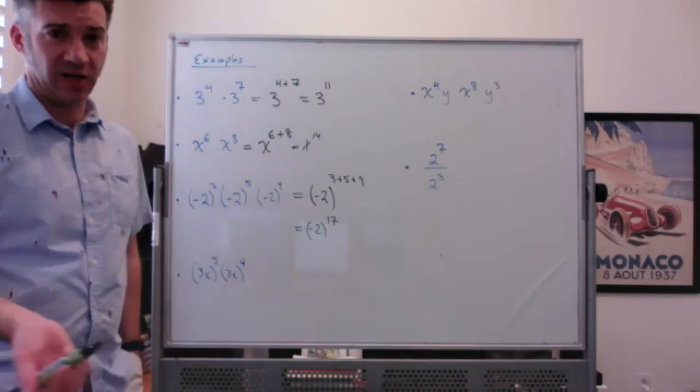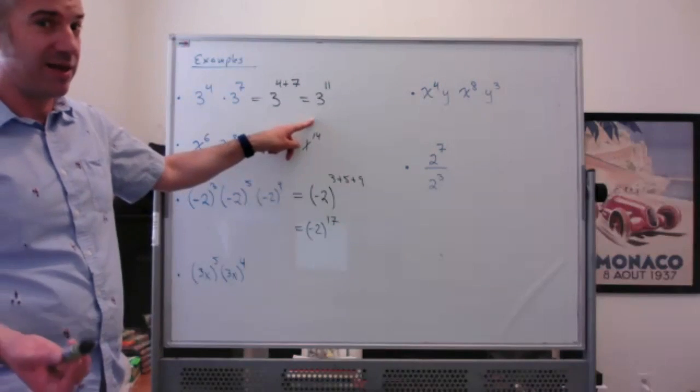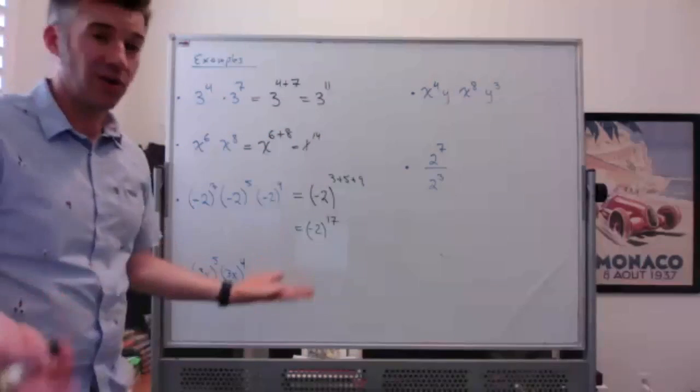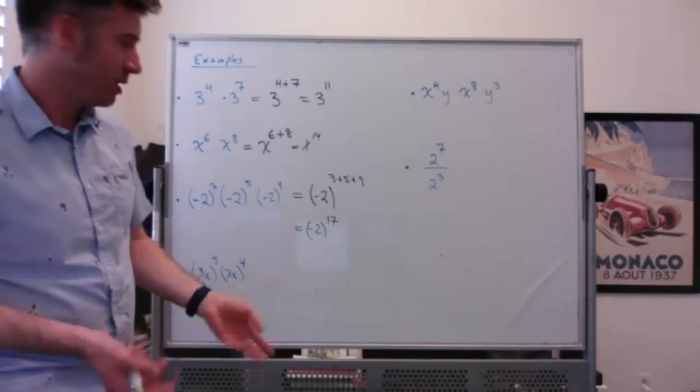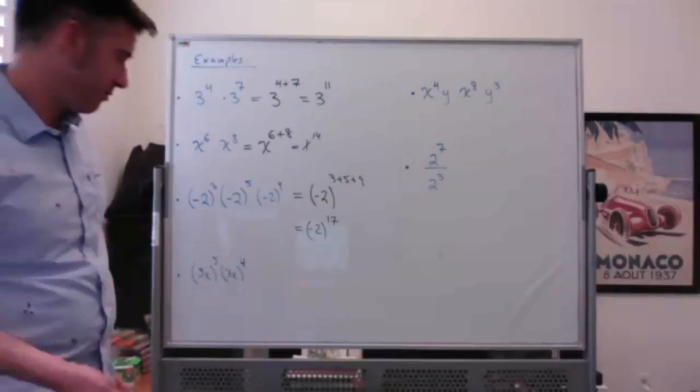Notice that I'm not actually doing anything worth it. You could totally find what 3 to the 11th power is, but we don't really care. That's not the point. Similarly, we could find negative 2 to the 17th power. That's not really the point.